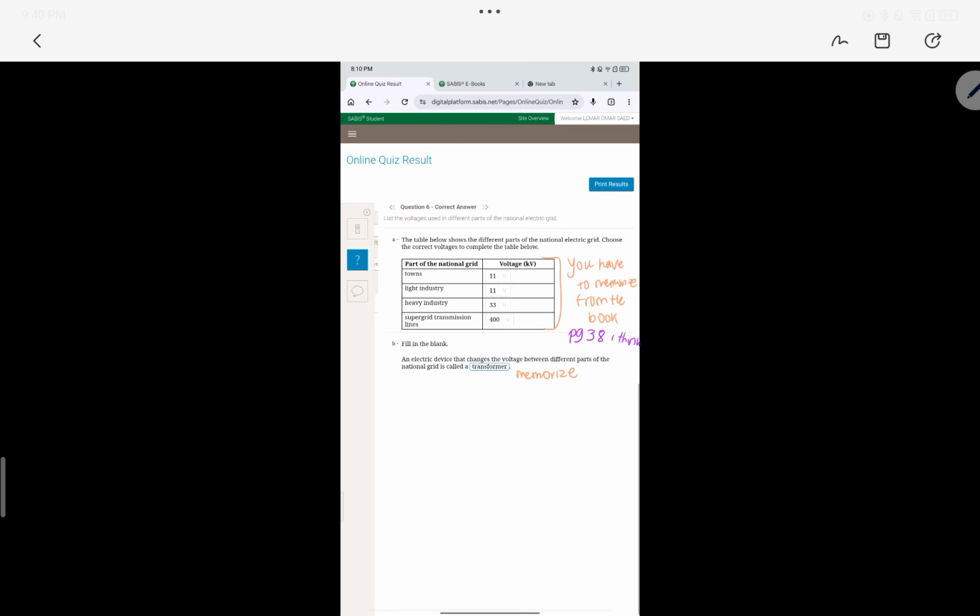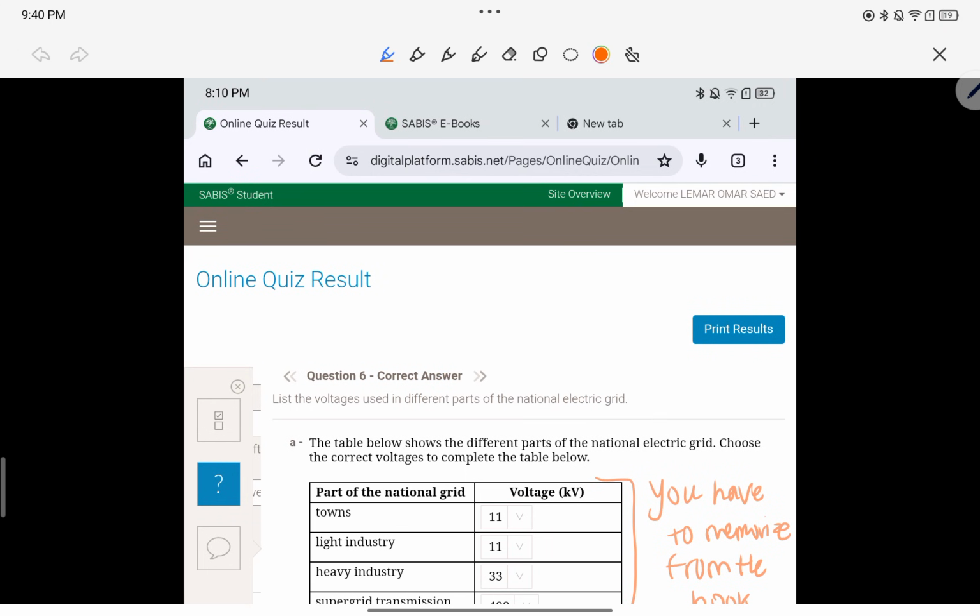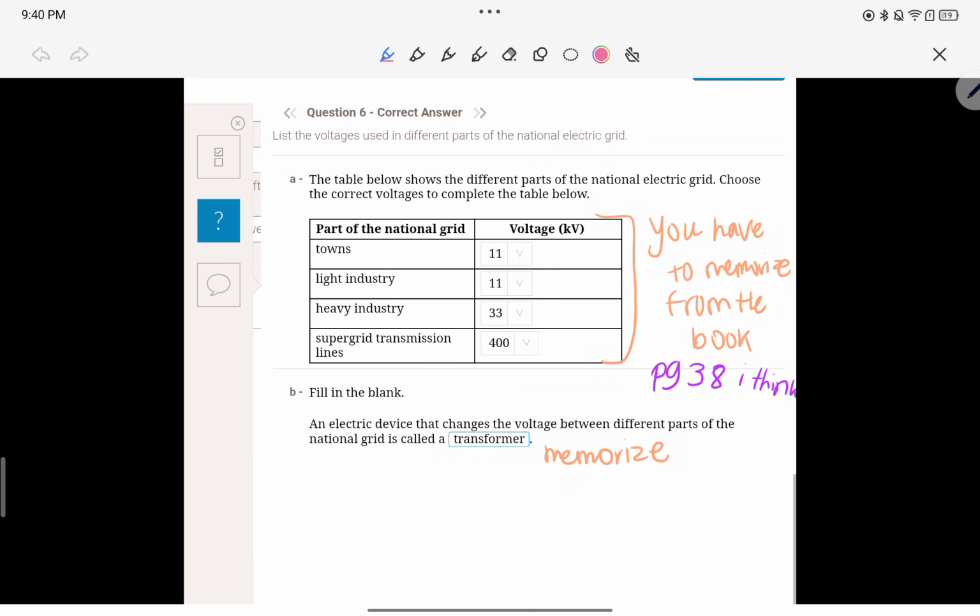Question number 6. By the way, guys, I'm doing some questions and you probably don't know this memorization. This one is memorization. You have to know it by heart because it came in the book. I think page 38, I'm not really sure, but it's page 30-something, between 35 and 40. You have to know this.